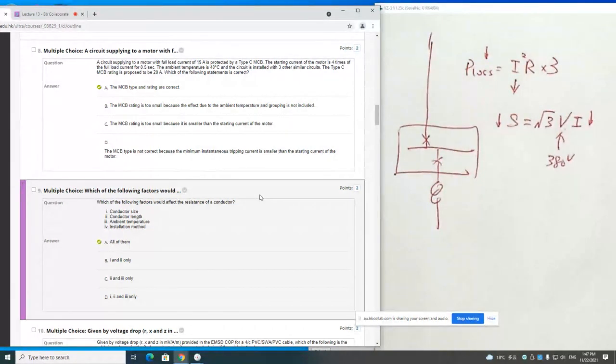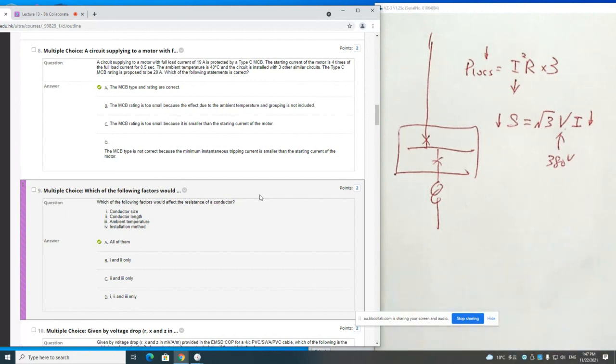Number 8, okay. A circuit supplying a motor with full load current 19 ampere is protected by a type C MCB. The starting current of the motor is 4 times of the full load current for 0.5 seconds. The ambient temperature is 40 degrees, and the circuit is installed with 3 other similar circuits. The type C MCB rating is proposed to be 20 ampere. Which of the following statement is correct?